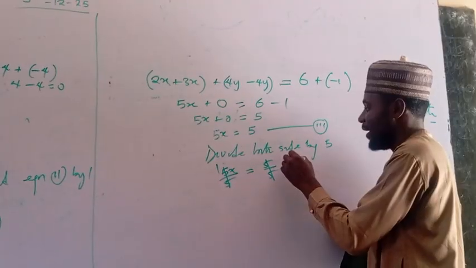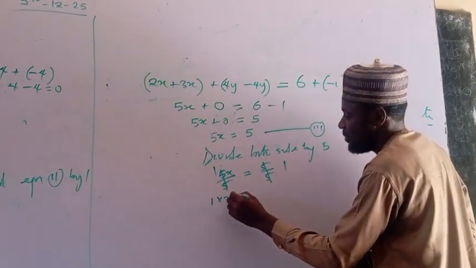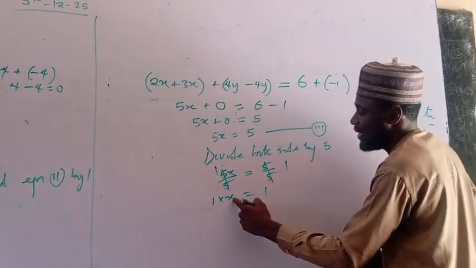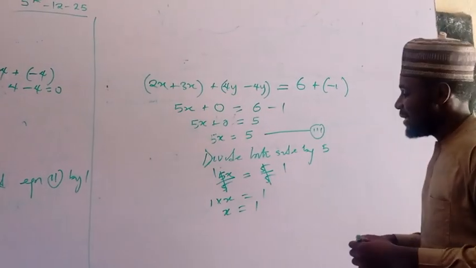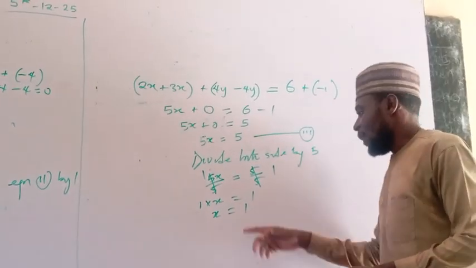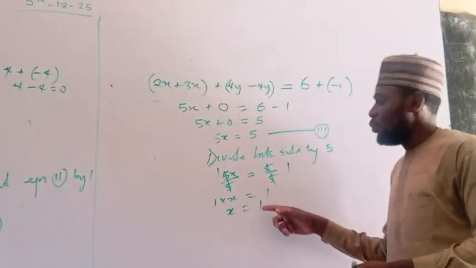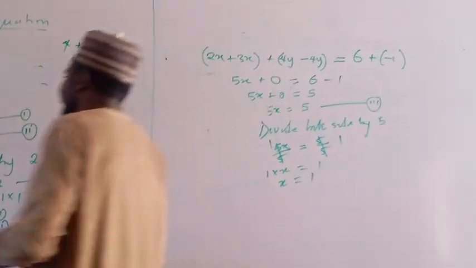5 divided by 5 here is 1. So I will have 1 times x is equal to 1. 1 times x is x. X is equal to 1. So it means that x is equal to 1. Now, we're going to find the value of x. Let's find the value of y. It doesn't have value of y.